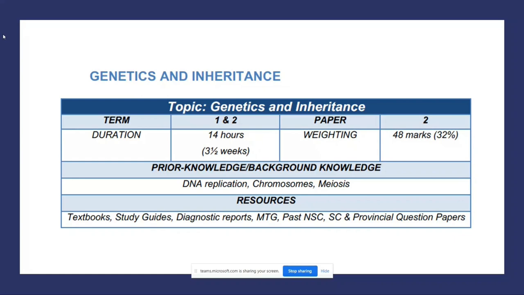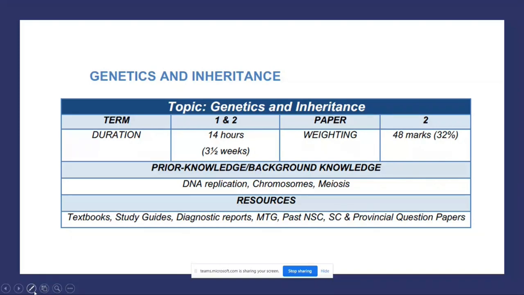Okay? What prior knowledge, or background knowledge, will help you with the understanding of these concepts? Obviously, DNA replication. Why DNA replication? So that the DNA can make a copy of itself, so that each cell can have the identical DNA. You should know the basic structure of chromosomes, what is on the chromosomes, and also your background information on meiosis. And that is why the sequence that we follow in grade 12 from the beginning of the year is DNA replication. Then we go on to chromosomes, and then we go on to meiosis, and then we start genetics.